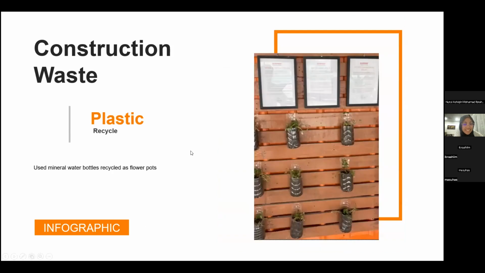And then for plastic, for example, we use it for decoration, using mineral water bottles for flower pots. There is a lot of this type of recycling we do at the site. Oh, so beautiful. Who did that? The workers? Yes, by the workers, but they have a committee to do this. Interesting.